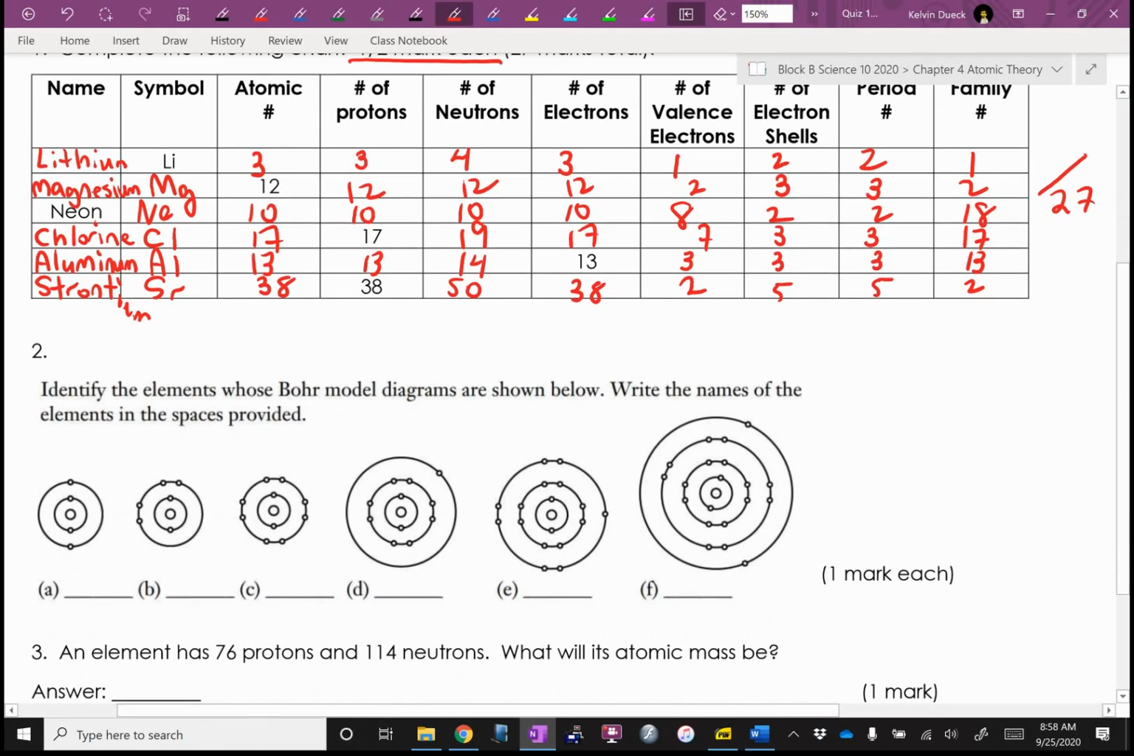Number 2, identify the elements whose Bohr model diagrams are shown below. So they're telling me the number of electrons. If I have 4 electrons, it means I have 4 protons if I'm an atom. Beryllium, I couldn't remember it. I knew it began with a B. By the way, if the question doesn't say, you can just write the symbol and abbreviate. If it doesn't make you write out the whole name, I'm good with that. 1, 2, 3, 4, 5, 6. Element number 6. Is that carbon? Yes.